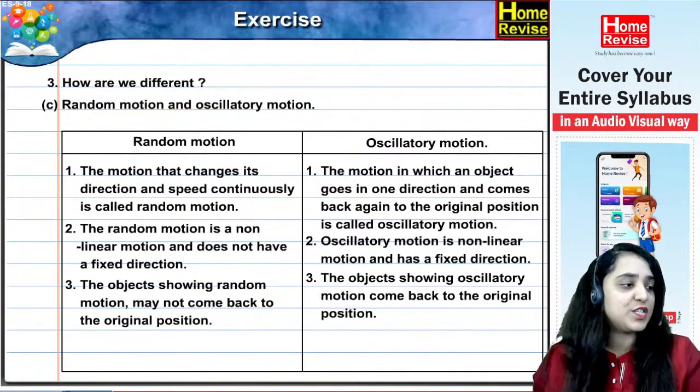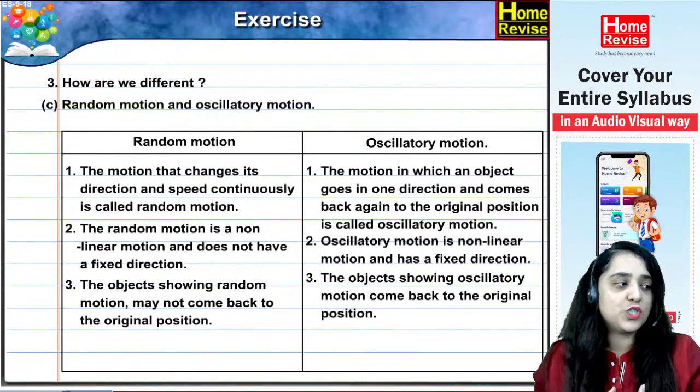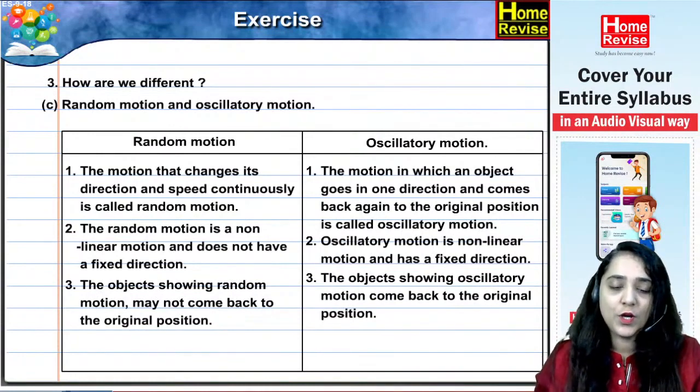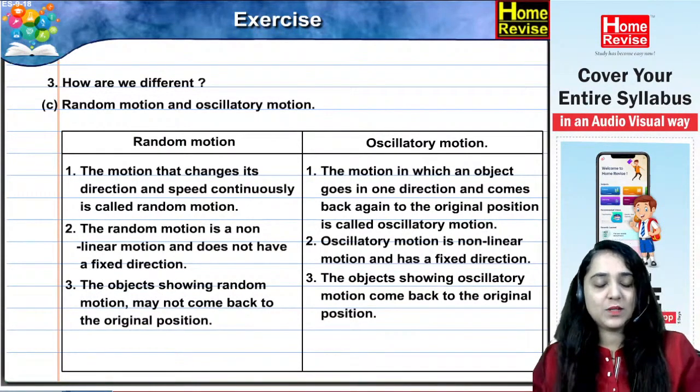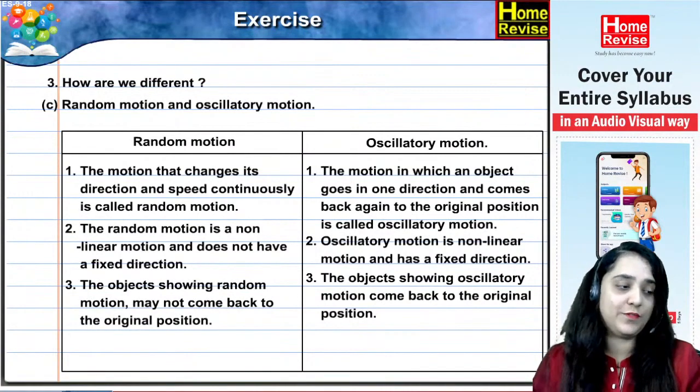So I hope each and everything is clear to everyone. Yes, everything about motion and the types of motion is clear to you. Okay, so we have completed chapter number 9, motion and the types of motion.